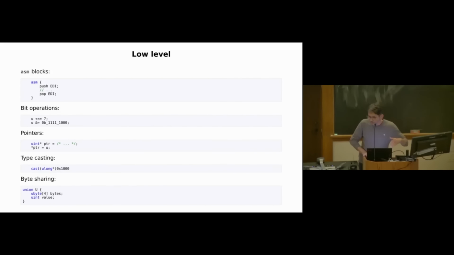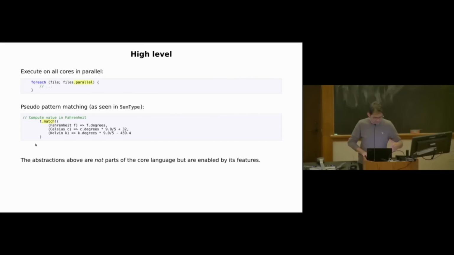D is very low level, as Steve also mentioned. Assembly blocks, bit operations, pointers, these are C-like features. But it can go as high as you want, and every presentation of mine always has parallel.